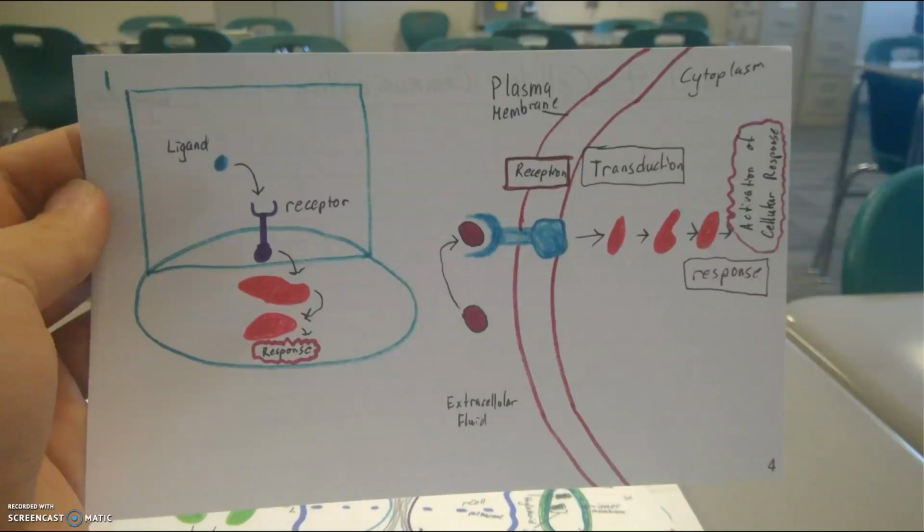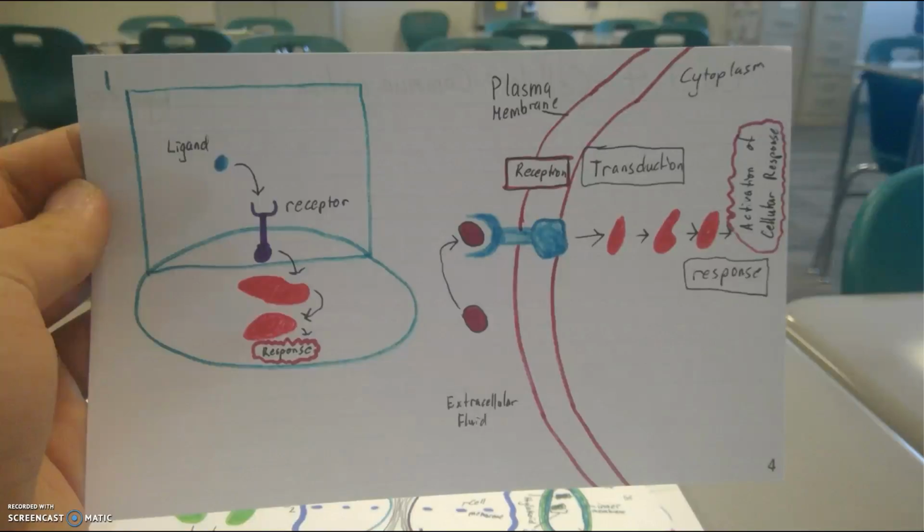In reception, a target cell detects a signaling molecule. During transduction, a bound signaling molecule changes the receptor protein, and the signal is converted to a cellular response. During response, the cellular response happens. All of this communication, regulation, and division requires energy.